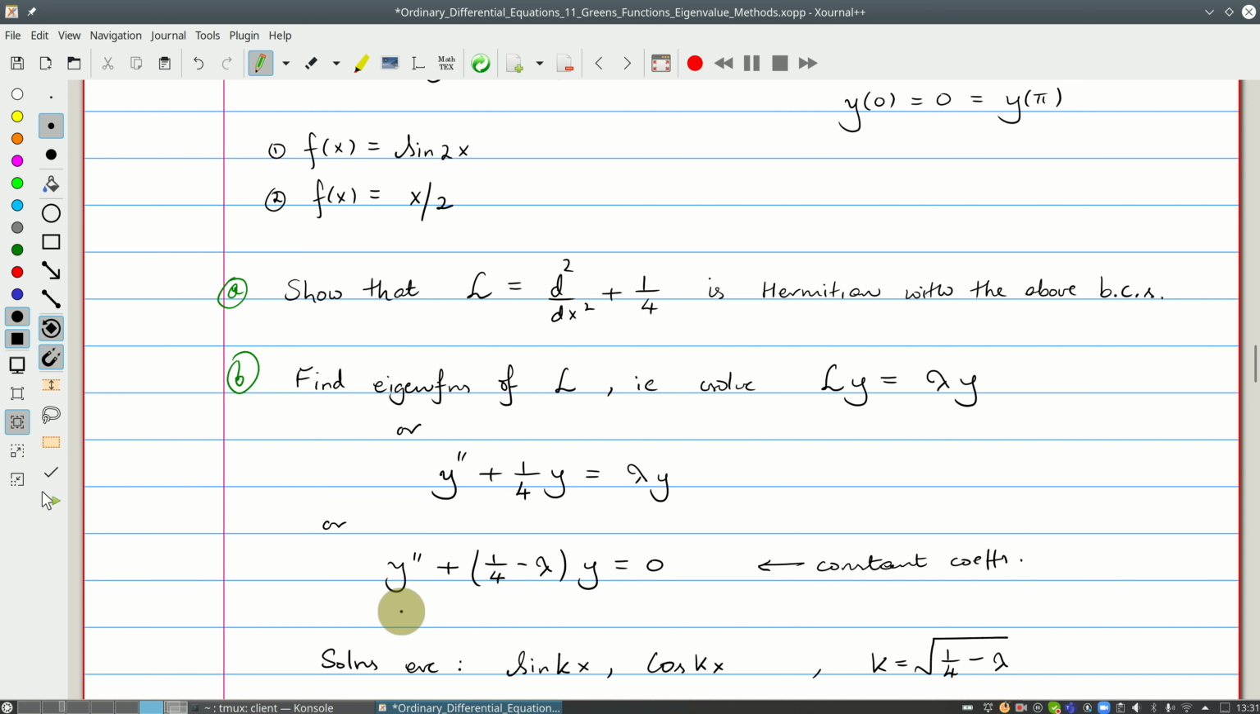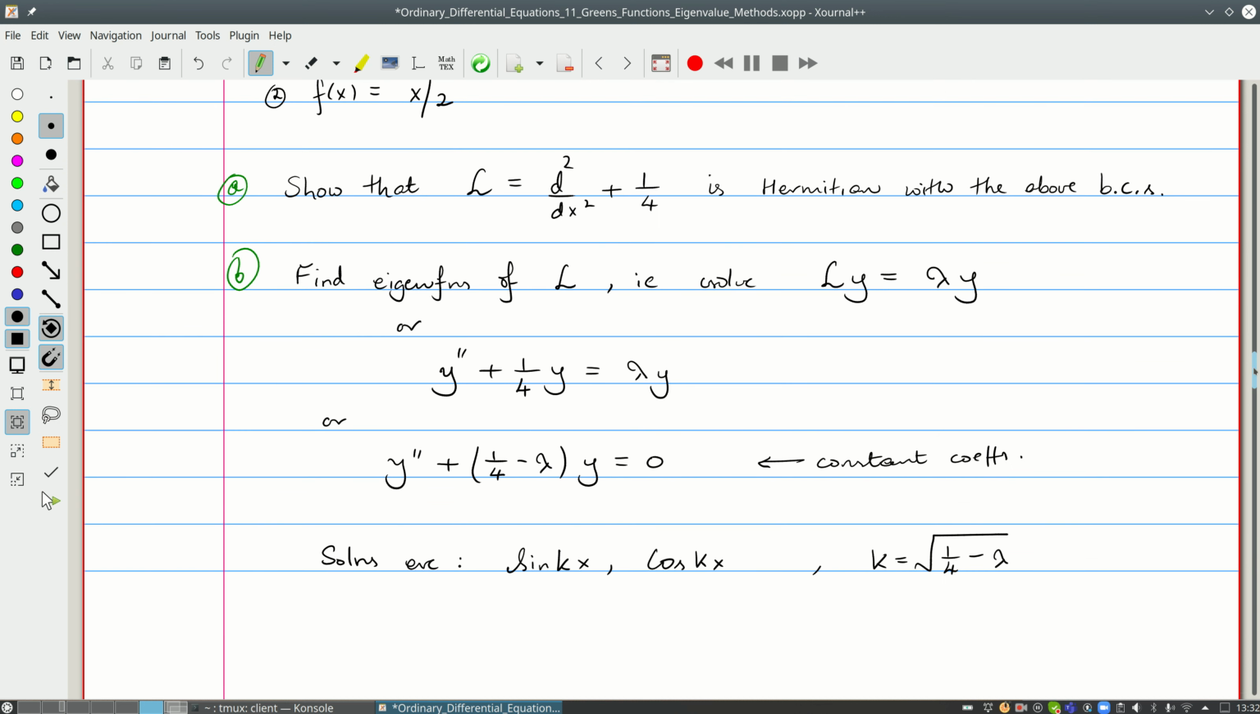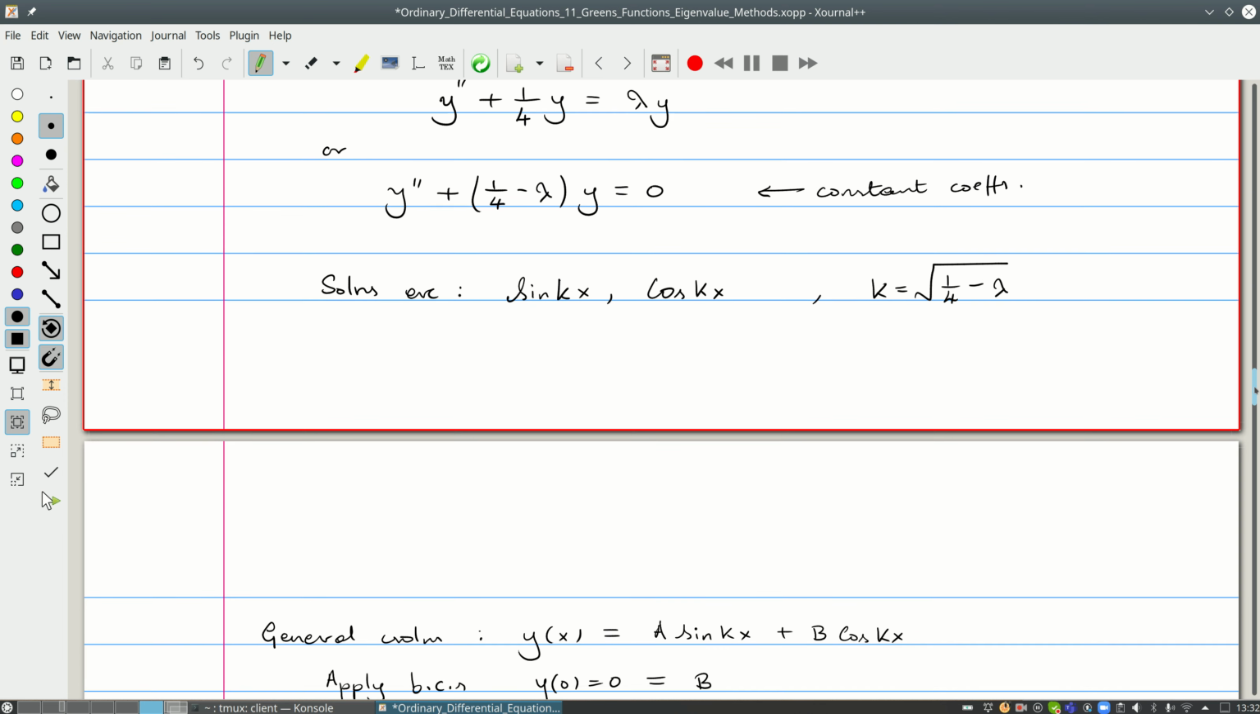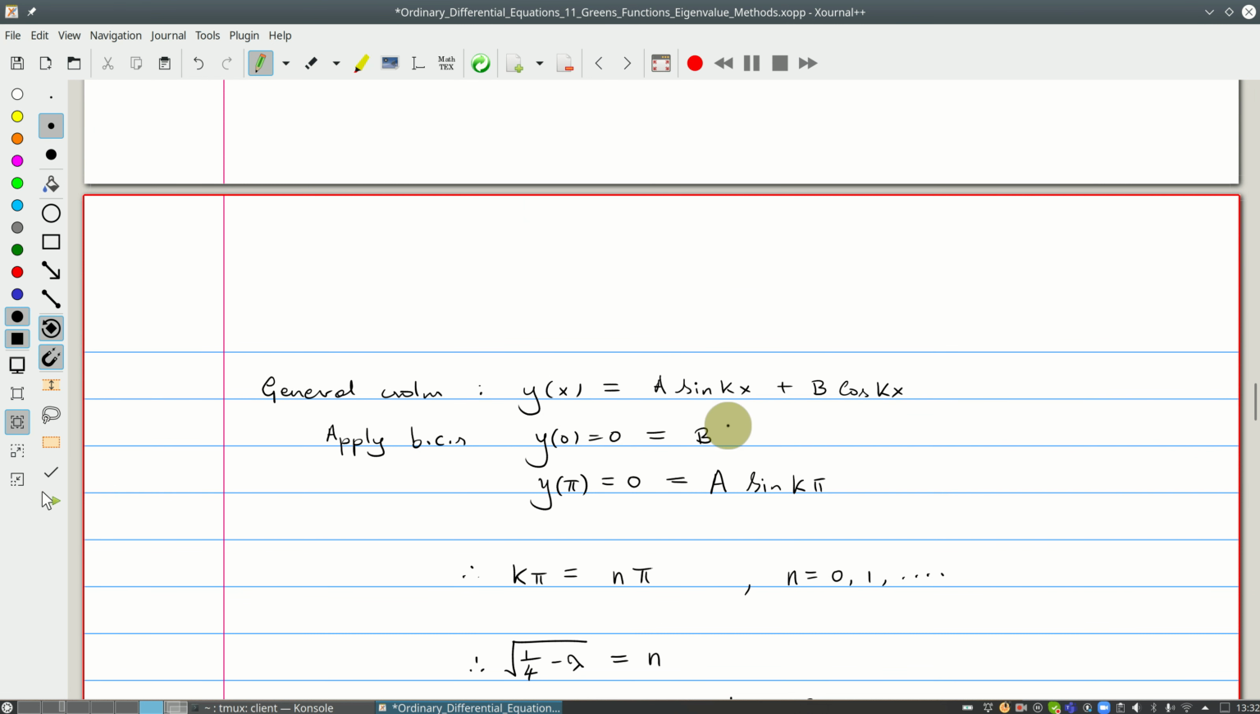Now this is a second order ODE with constant coefficients, and you've seen this one a million times before, a million plus one actually. And the solutions are of the form sine of kx and cosine of kx, where k is the square root of 1/4 minus lambda. Please check this. So the general solution is of the form a times sine kx plus b times cos kx. You apply the boundary conditions and you show that b is 0.